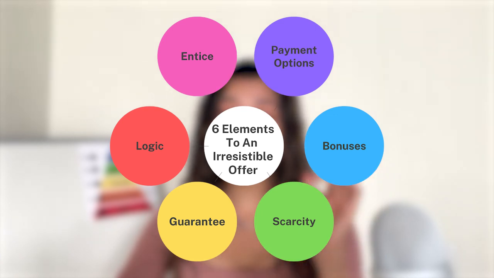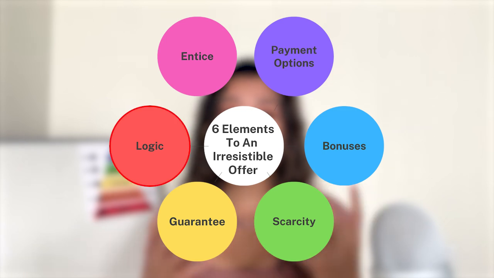There are 6 components of an irresistible offer, and I want to walk through each of them with you. One way to make your offer irresistible is to have some logic in there. This is a realistic explanation of why you're making such a generous offer. It can be an introductory offer, a beta offer, something limited time, like a 4th of July sale, which was yesterday. You just want this to be realistic so that people see why you're offering so much value so generously.